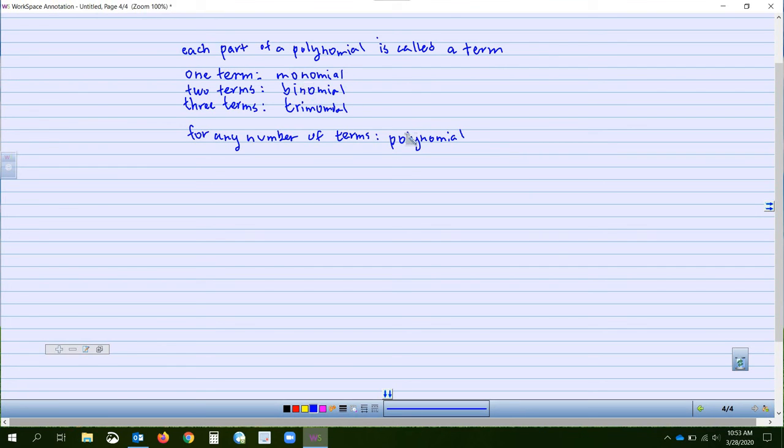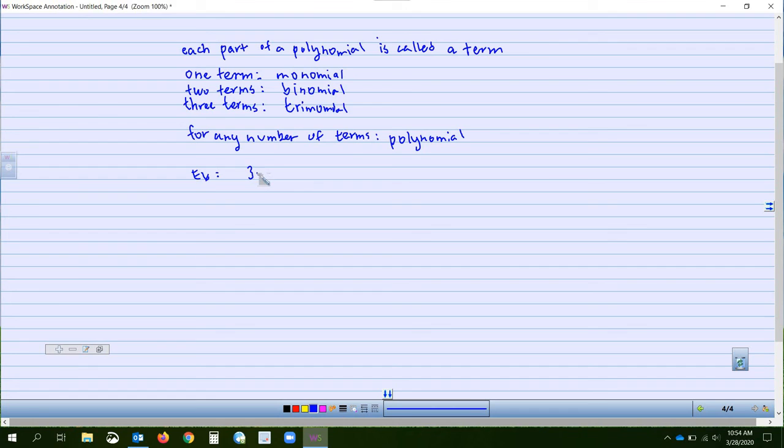Now, a monomial is a polynomial with 1 term, right? So I want you to understand, if it has 1 term and I say, what can you call it? And you say a polynomial, that would be correct. But if it has 1 term, we specifically give it the name monomial. So these are all polynomials. They just get special names because they are special cases with 1, 2, or 3 terms. After 3 terms, we don't give them special names anymore. All right, so some examples.